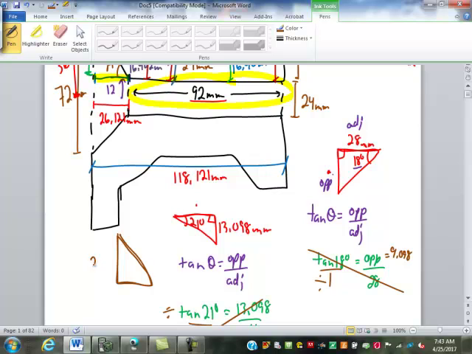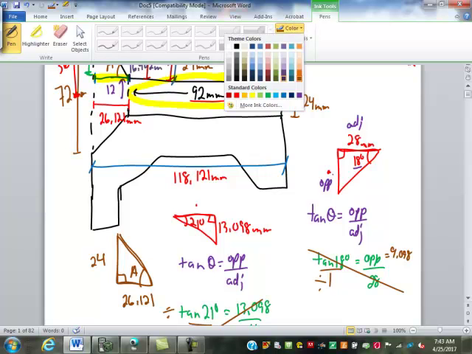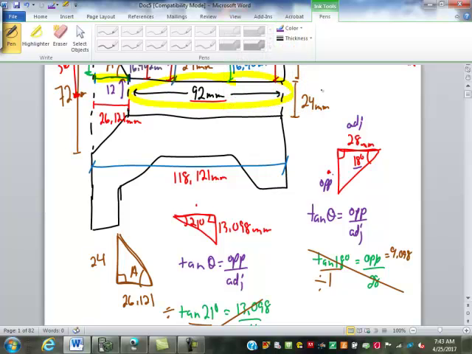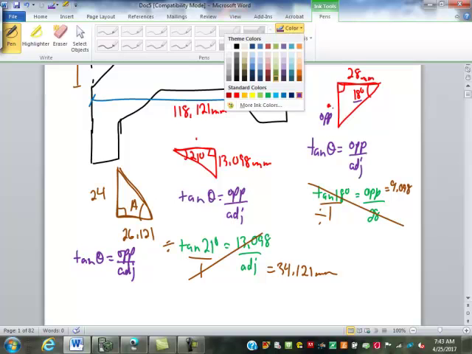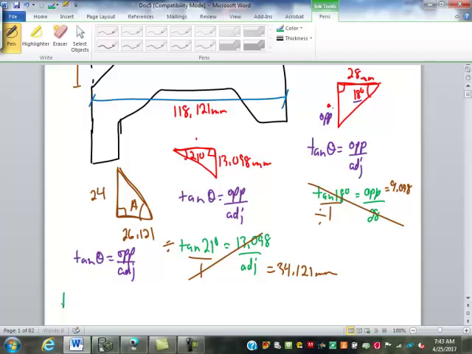I've got 24 here, 26.121 here. There's my right angle. Here's the angle A I'm looking for. Once again, this looks like a tangent. Tangent of an angle is opposite over adjacent. This time I do not know the angle. Angle A is what I'm looking for. Opposite is 24, adjacent is 26.